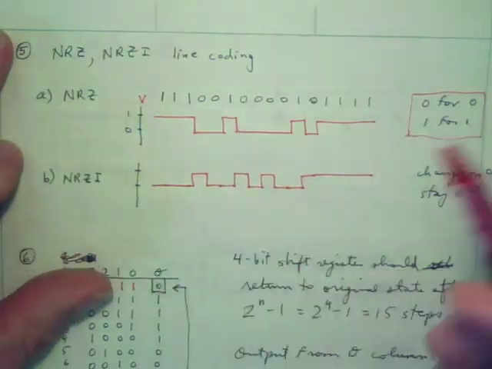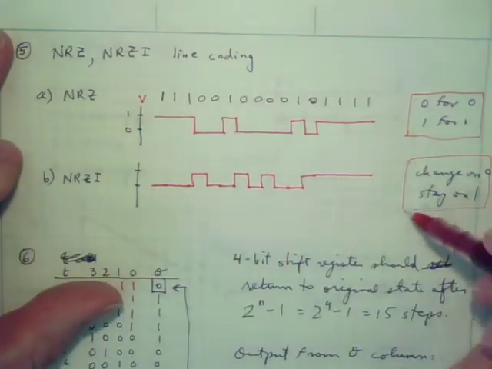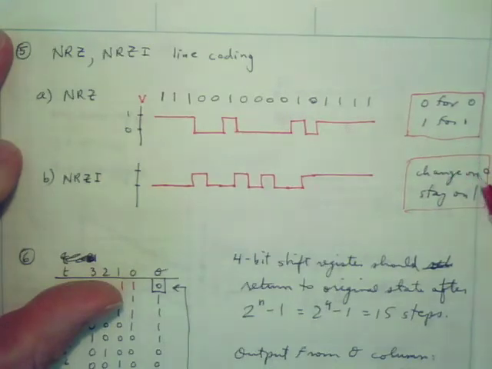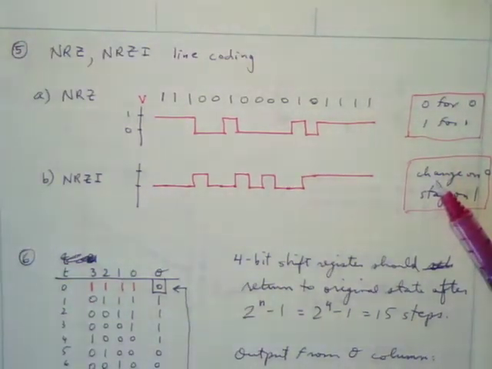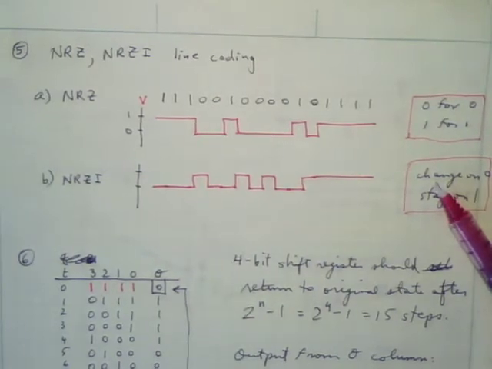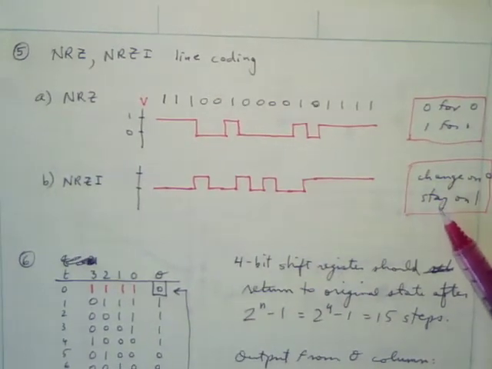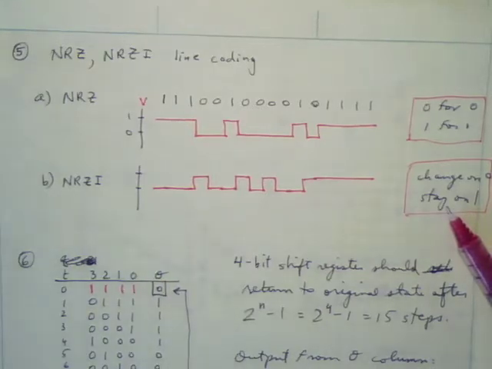For NRZI, I've also given a little reminder here. We're going to change on a 0 and we're going to stay on a 1. So whatever voltage we're at, we're going to switch it if we get a 0. And if we get a 1, we're going to stay on the voltage we're at. And that's why we had to know and had to be given that the level of the signal on the first bit is a 0.